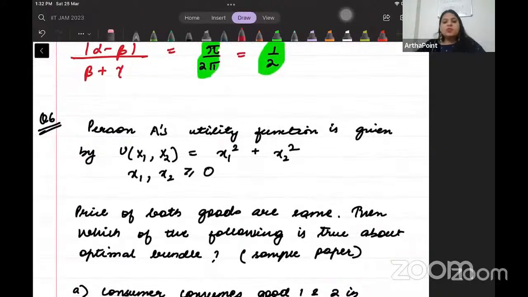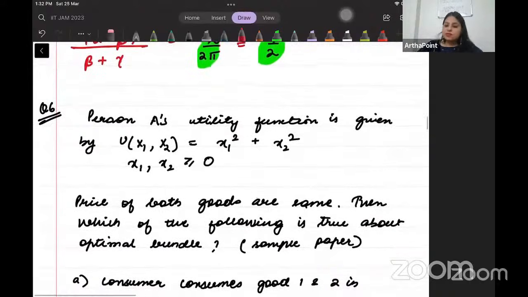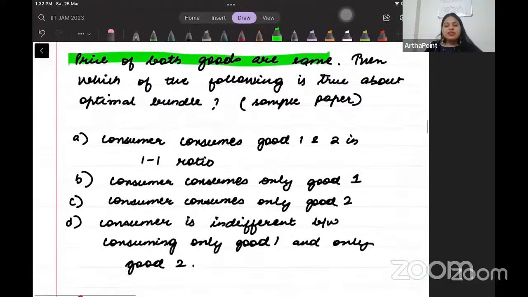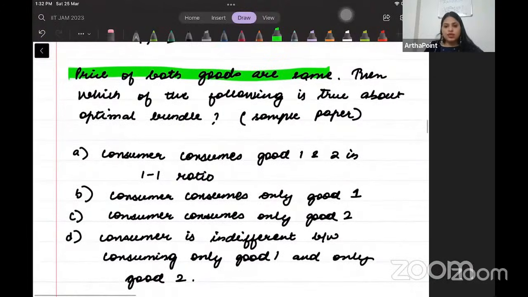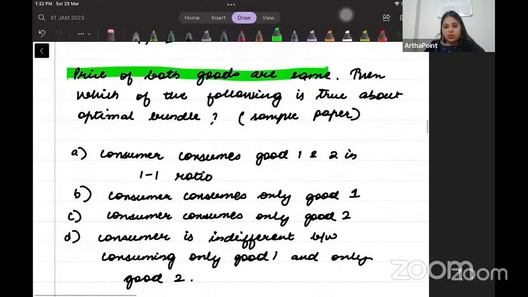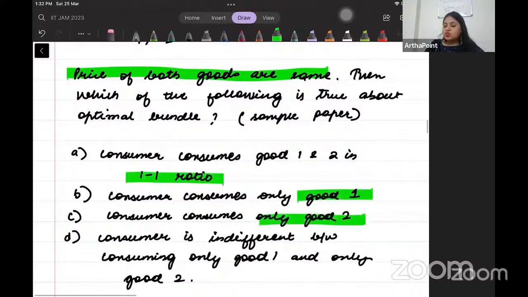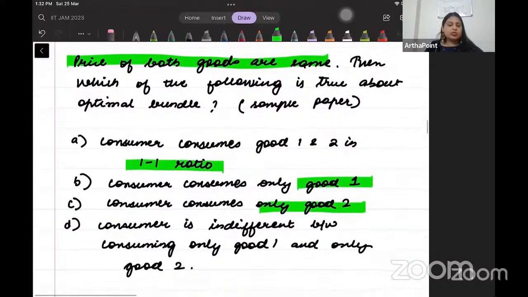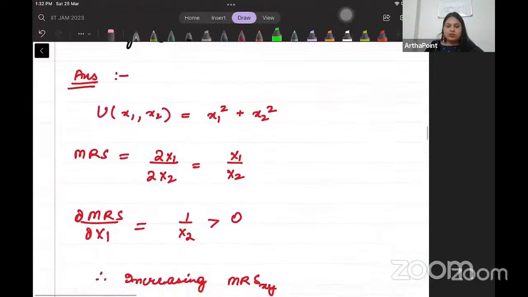Very good question. Person A's utility function is given by x1 square plus x2 square, and both the goods' prices are the same. Then it says which of the following is true. Consumer consumes 1 and 2 in 1:1 ratio. Only consumes good 1, only consumes good 2, or is indifferent between the two goods. So now think about this.